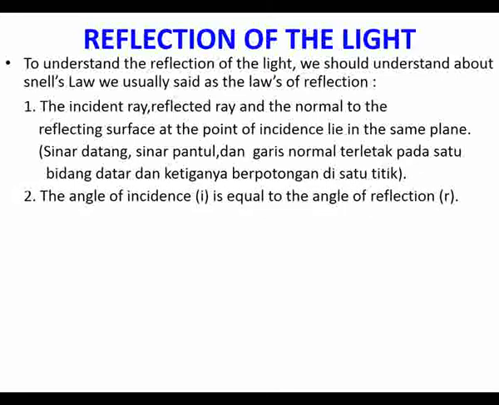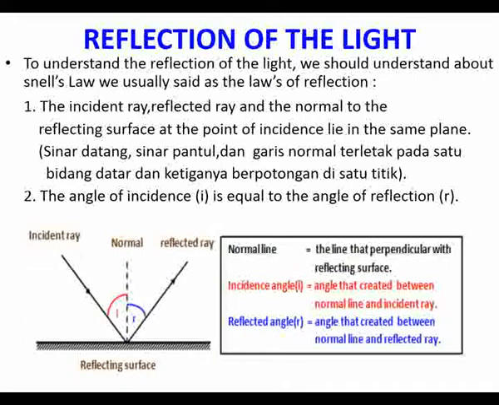The second law is the angle of incidence with symbol I is equal to the angle of reflection with symbol R. To understand the laws of reflection, we can see from the figure below. As you can see, the incident ray comes to the reflecting surface. After that, the ray will be reflected by the surface, and there is the normal.